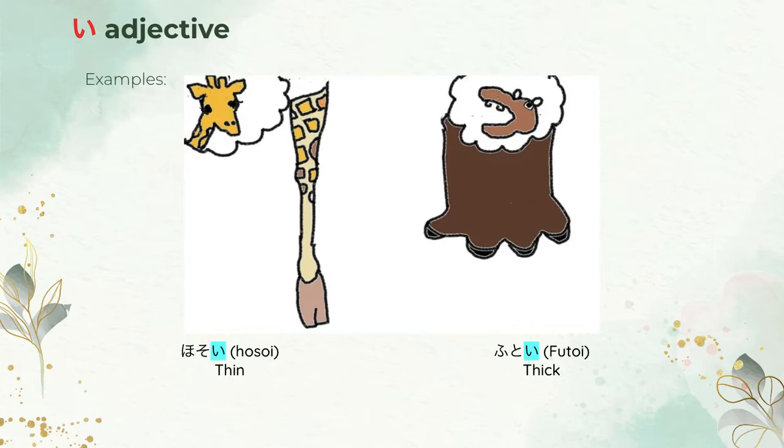Or I could say leg, which is going to be hosoi ashi. And if I wanted to say thick hippopotamus, it will be futoi kaba. Kaba is hippopotamus in Japanese. And if I wanted to say thick leg, it will be futoi ashi.